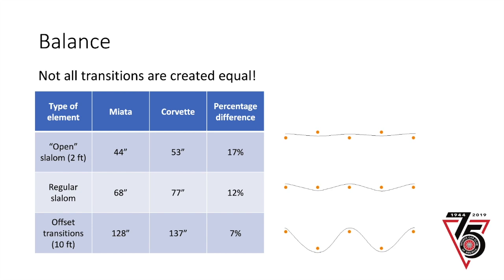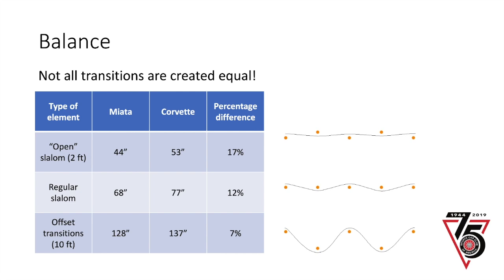Now, if we look at an example like the top row in this table, where we have a more open slalom, that is, one that is offset in the easy direction by, say, 2 feet, the Miata now has to move from side to side by 44 inches, whereas the Corvette has to move 53 inches laterally. Now the difference is 17%. In other words, the more open the transition is, the more it favors a skinnier car.